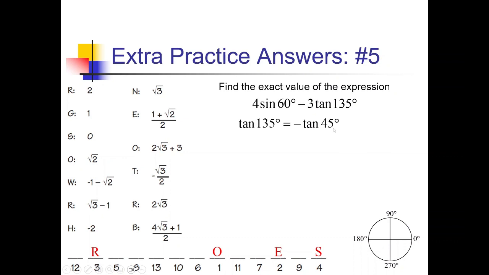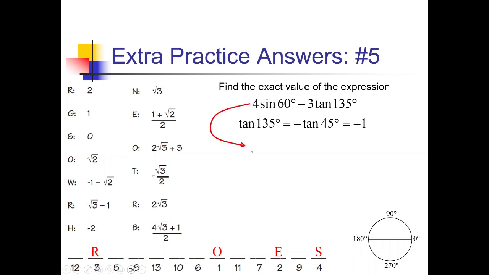Now tan of 45 by itself I happen to know. That's 1, because it's really just sine of 45 over cosine of 45, and those are both the same value. They're both radical 2 over 2. Dividing a number by itself just gives you 1. So then negative tan of 45 is negative 1 after all that work.